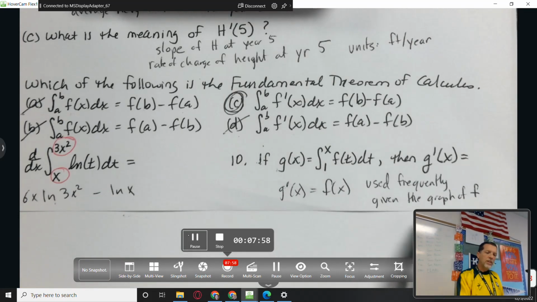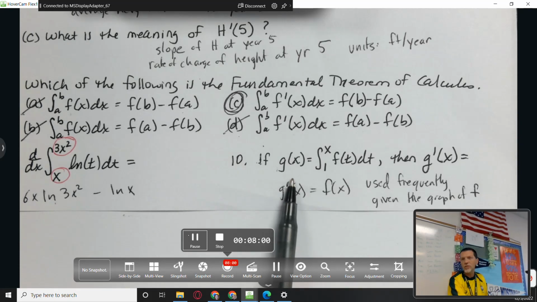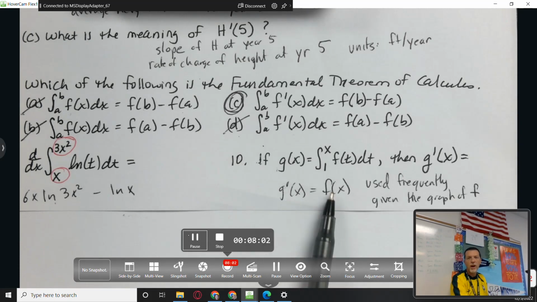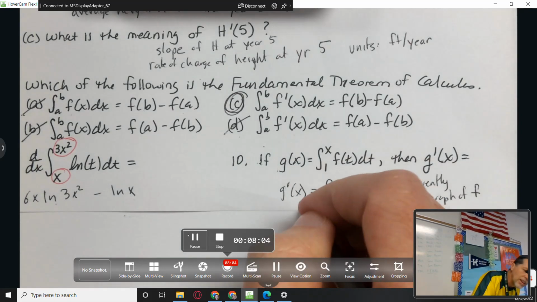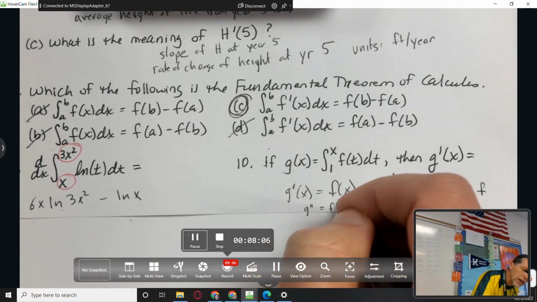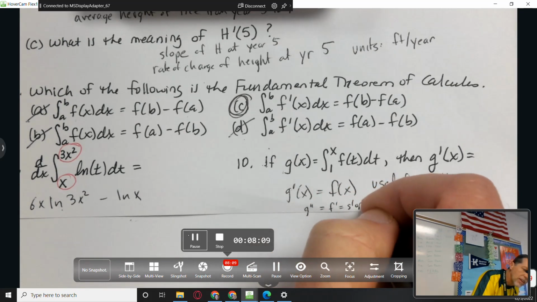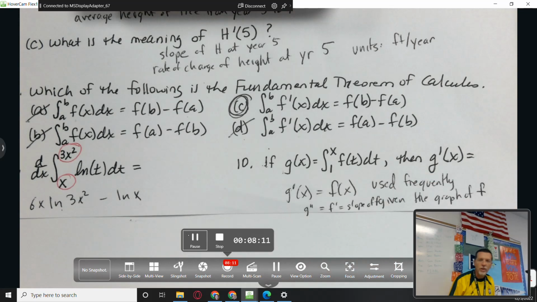Number 10 would give you the graph of f and ask all kinds of questions about g. So you have to write g prime equals f, and then g double prime equals f prime, which is the slope of f. And so then you know what you're looking for on the graph.